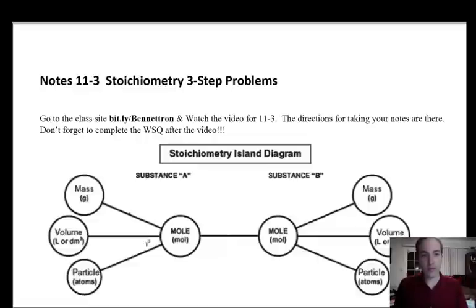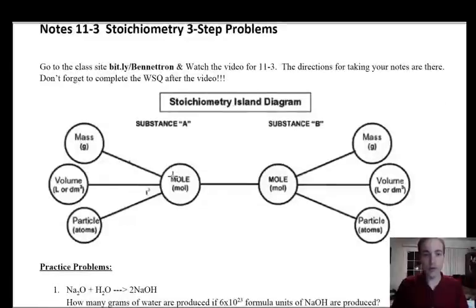And if you've already watched 11-2, this next diagram should look familiar. It's not exactly like what we drew yesterday, but all the parts are the same. So what I'd like you to do right now is, as I go through this, add the same information that I add. Okay? So on this left-hand side, we're talking about substance A.